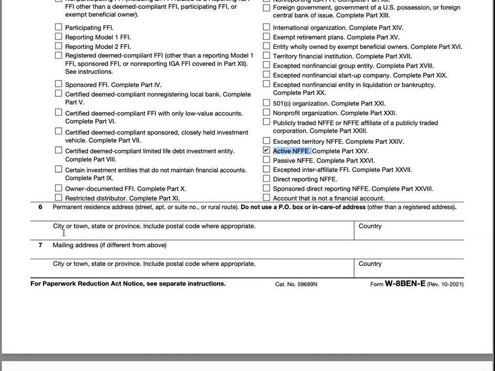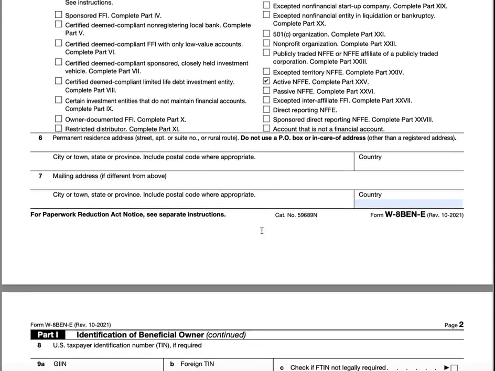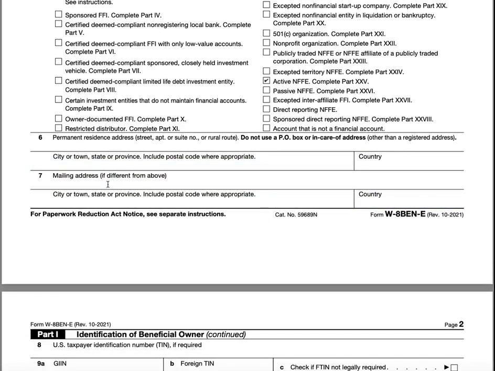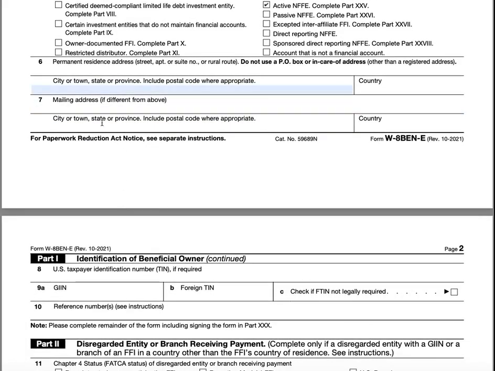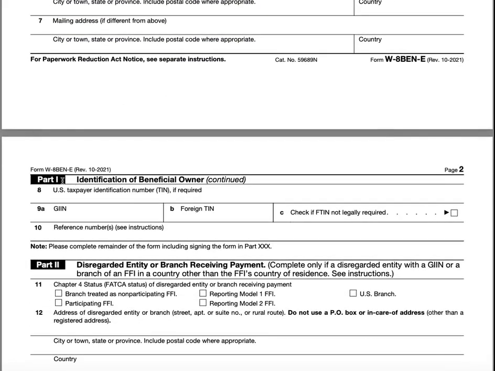And in numbers 6 and 7, you need to fill in your address, basically your street name and all of that, anybody can fill that, the country where you're residing, right? And if it's different, then you would go to number 7 and fill in these details. Next, you need to do nothing here. Again, coming to number 8, you would not have a US TIN number. So here, every company, every country would give you a tax identification number, right?